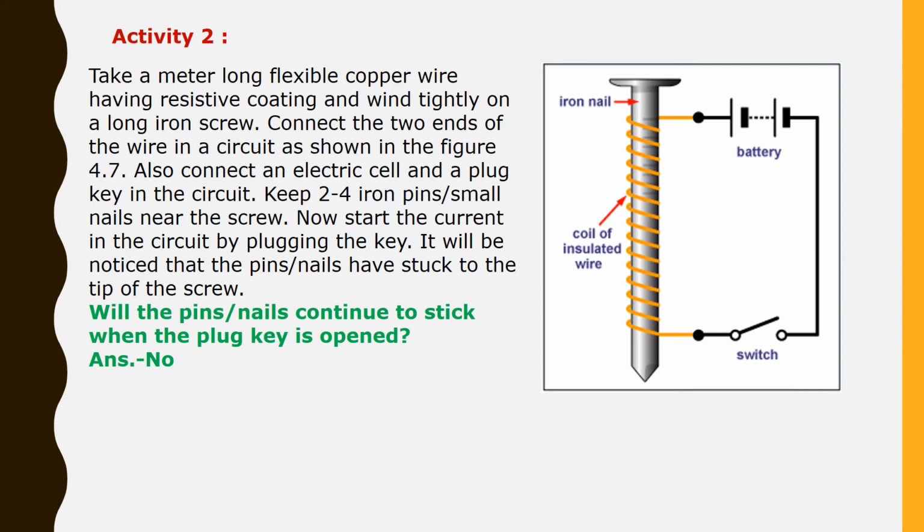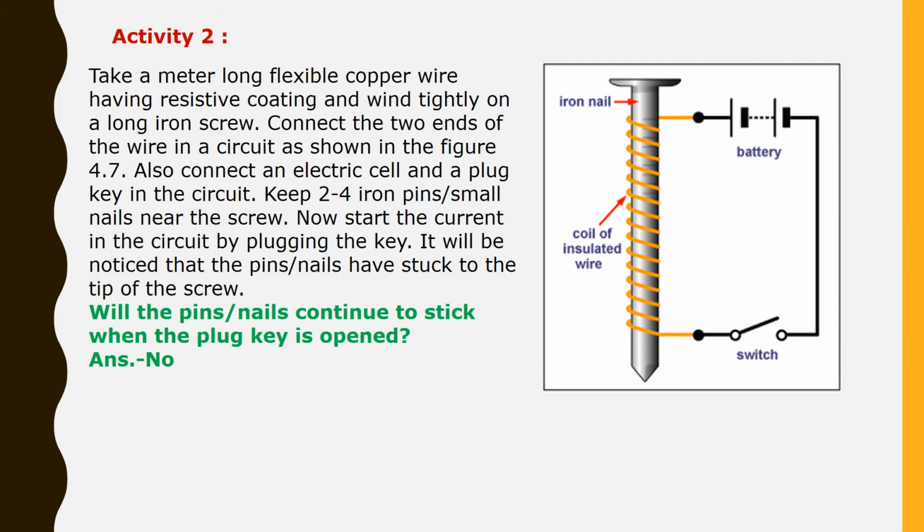Now let us see, children, one more activity. You have to take 1 meter long flexible wire that has a resistive coating, and wind it tightly on a long iron screw. Now connect the two ends of the wire as shown in the figure, and in between connect an electric cell and a plug key in the circuit.